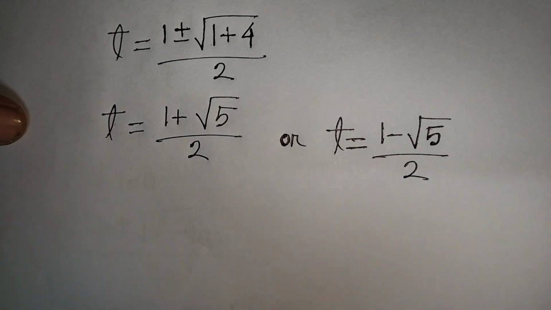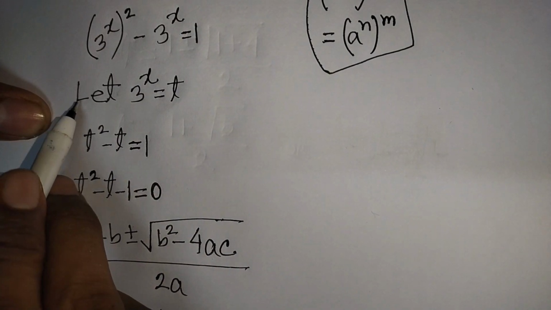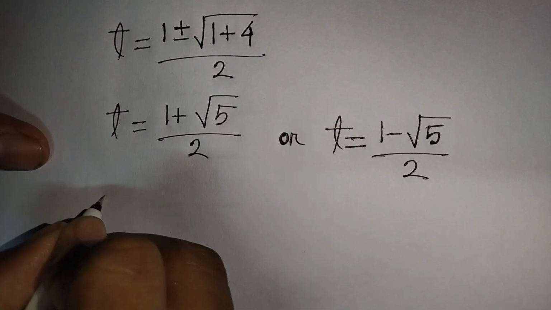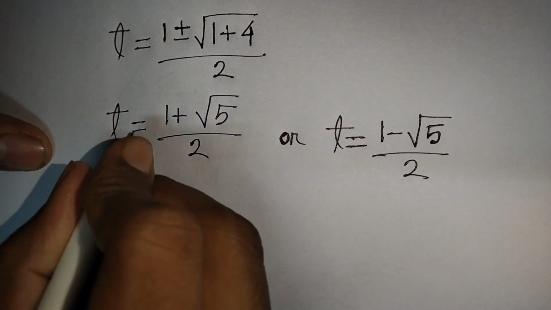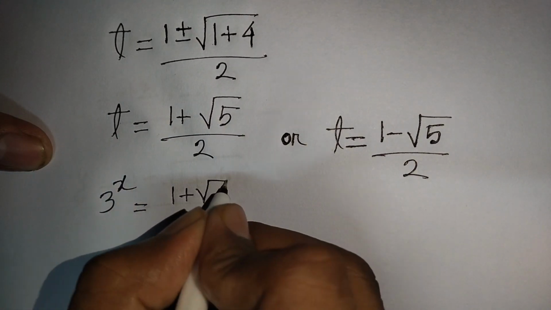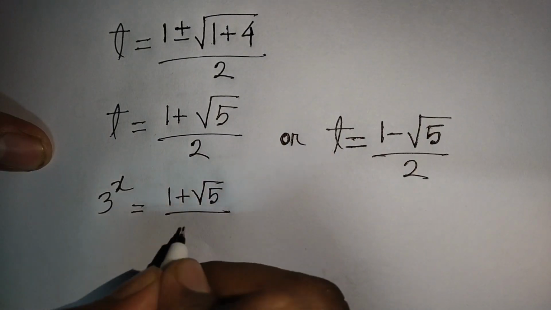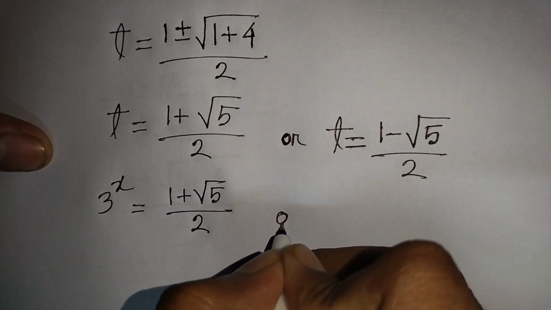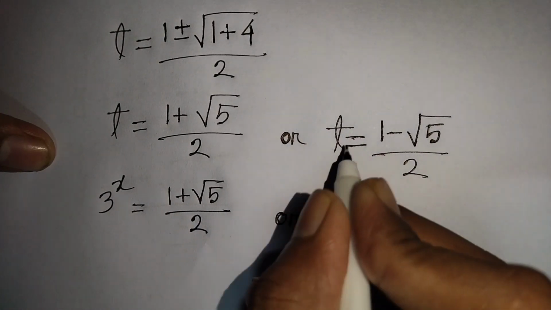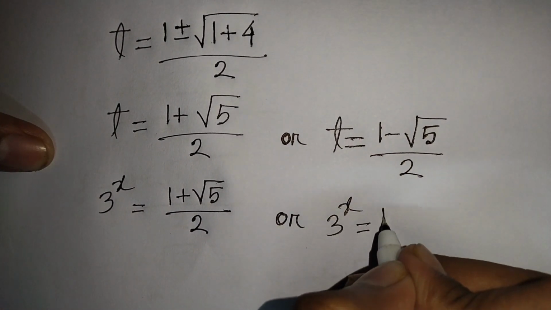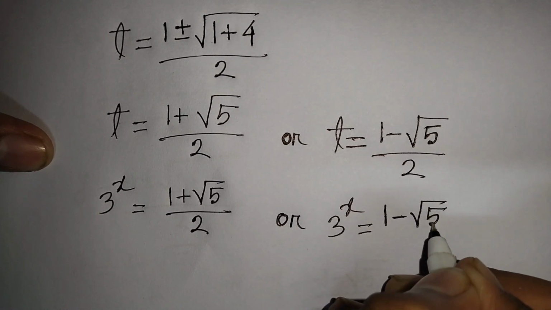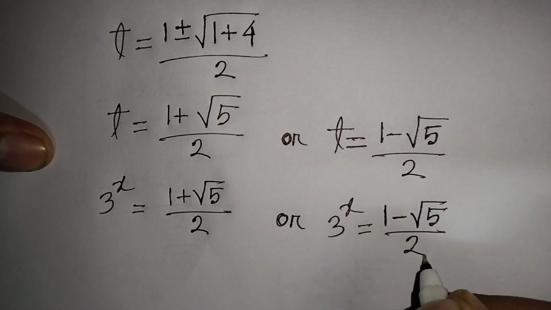Now remember that we let 3^x be substituted by t. So t, that means 3^x, is equal to 1 plus the square root of 5 divided by 2, or t, that means 3^x, is equal to 1 minus the square root of 5 divided by 2.